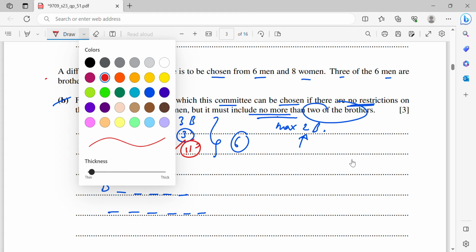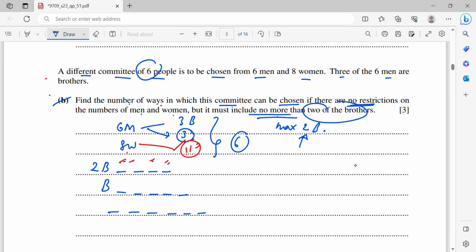So for the first one it is going to be 8C4. Now this is the number of ways, so I will write the number of ways equals 8C4.